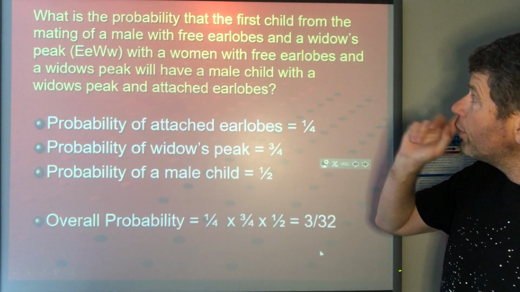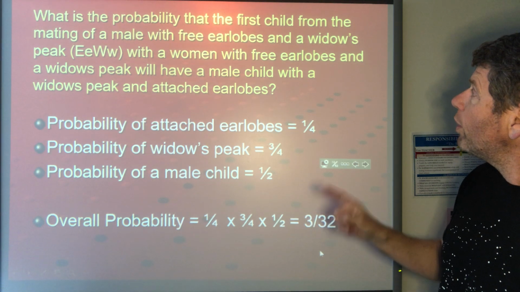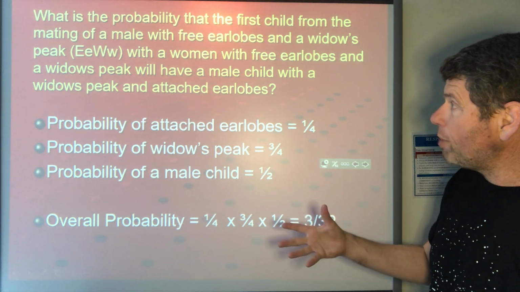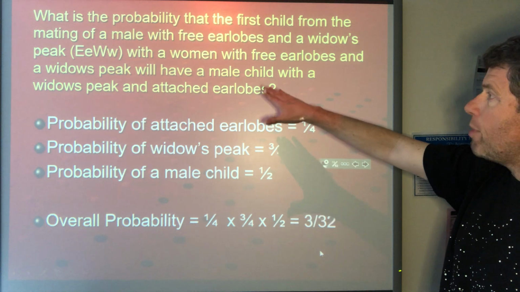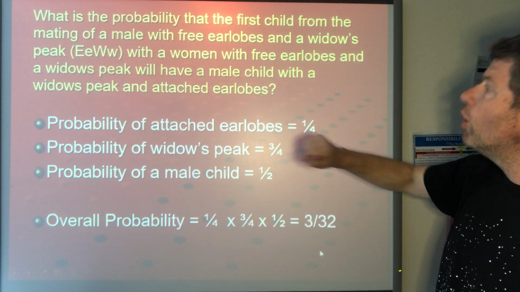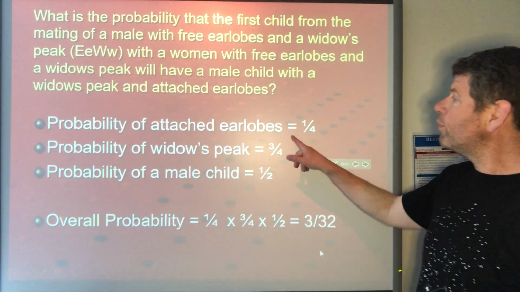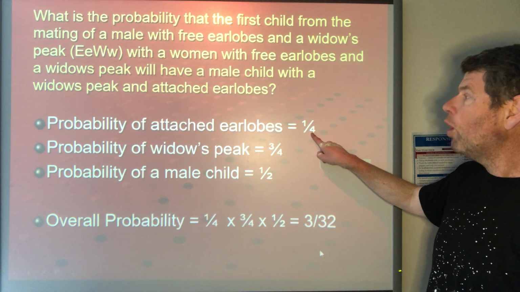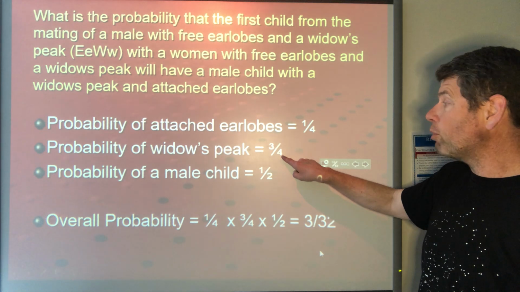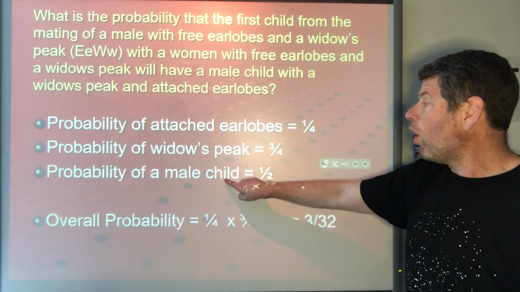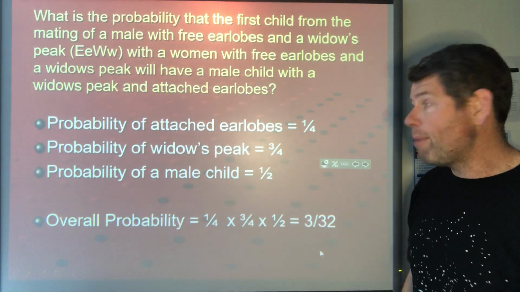All right. Now again, we've got a question that talks about the first child from a mating of a male with free earlobes and widow's peak, heterozygous, a woman with free earlobes and widow's peak, having a male child with a widow's peak and attached earlobes. So again, if we did the little Punnett squares, we would find that just for attached earlobes, 1 in 4, because remember that's the recessive trait again. Widow's peak, the dominant trait, remember, would be 3 out of 4. This time we're also told we're expecting a male child. Well, there's a 1 in 2 chance of a male child.